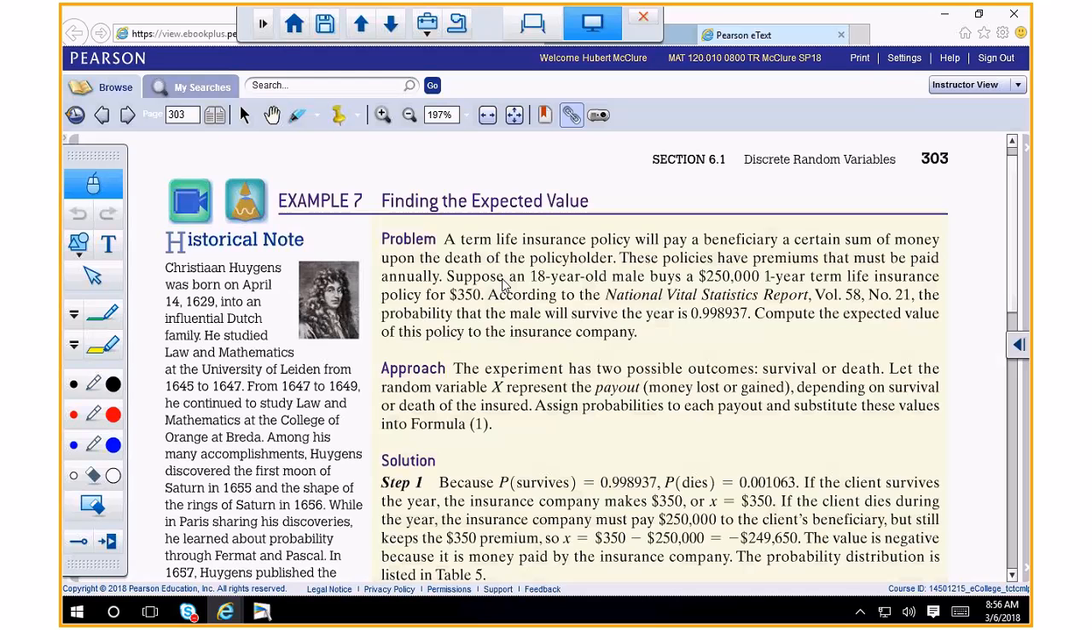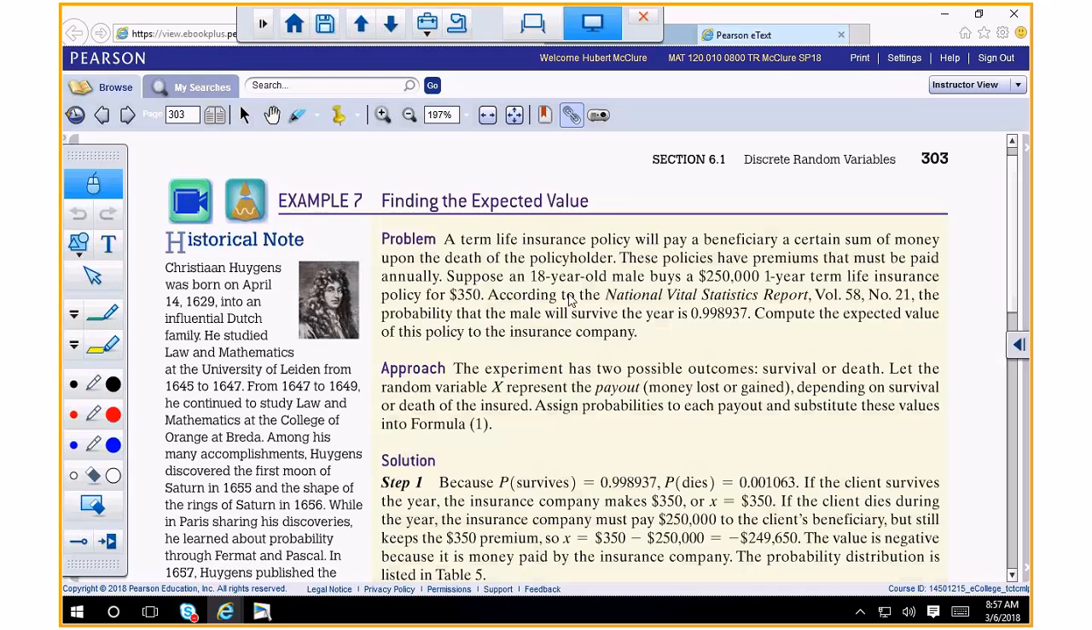Okay, all right, suppose an 18-year-old male buys a $250,000 one-year life insurance policy for $350. According to the national life tables, the probability that the male will survive is 0.998937. Compute the expected value of this policy to the life insurance company.